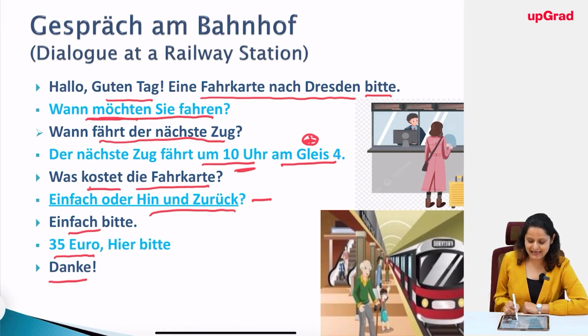Remember the word Gleis, which means platform, Fahrkarte, which means a train ticket, or can be used for any other ticket that you use in any other mode of transport. And einfach oder hin und zurück, which means one way and return.